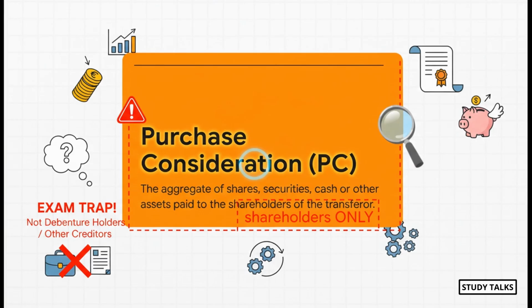So let's circle back to that question I asked at the very beginning. AS 14 is super specific. It defines purchase consideration as whatever is paid to the shareholders only. That means both equity and preference shareholders. And there it is, the exam trap in black and white. Any payment made to debenture holders or any other creditors is not, I'm going to say it again, not part of the purchase consideration. That's just the new company settling a liability it took over. If you include that in your PC calculation, you are absolutely guaranteed to lose marks.